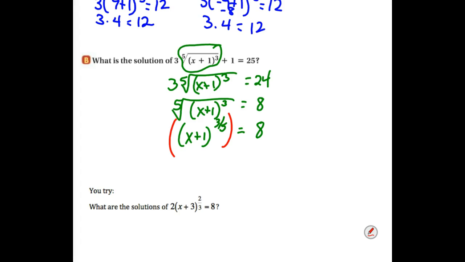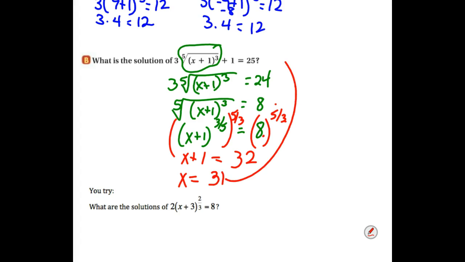And be careful saying times it by. You're not timesing it by 5/3. You are raising it to a 5/3 power. Okay? The left side cleans up to being just x plus 1. On the right side, we have to take the cube root of 8, which is 2, and 2 to the 5th power. Okay. Subtracting the 1, we end up with x being 31. Okay? Again, checking it.